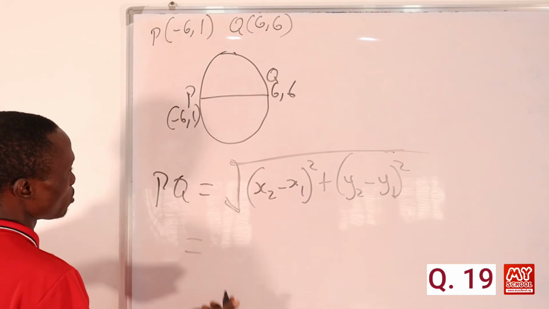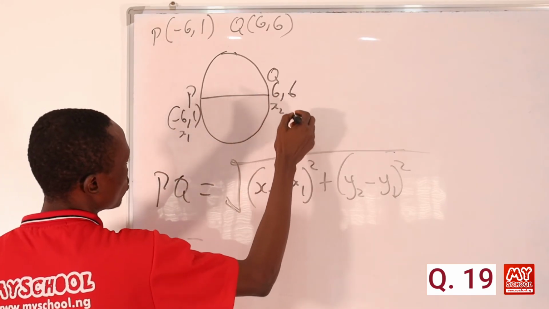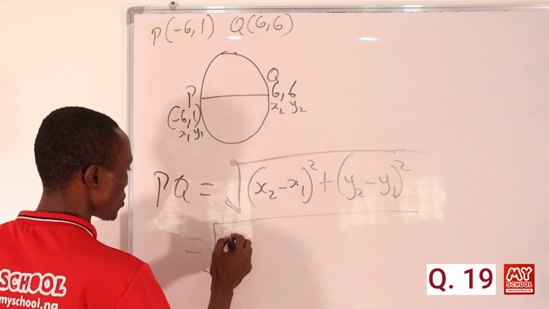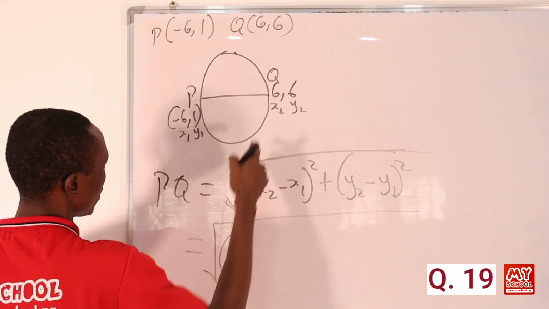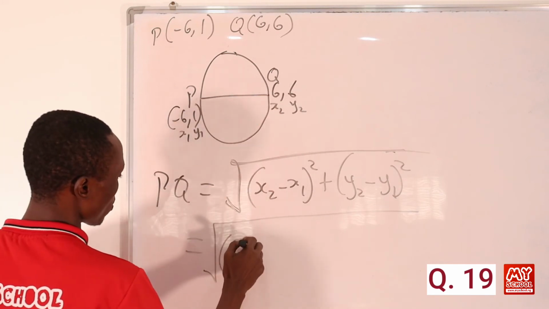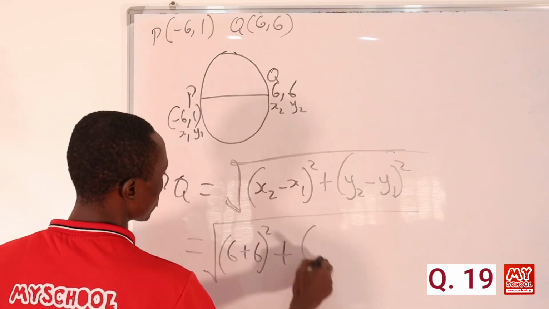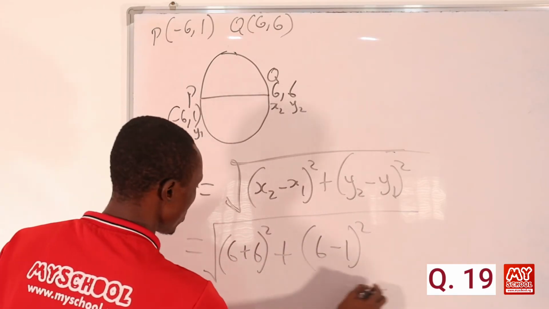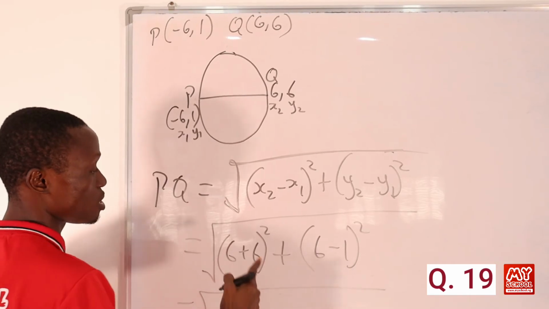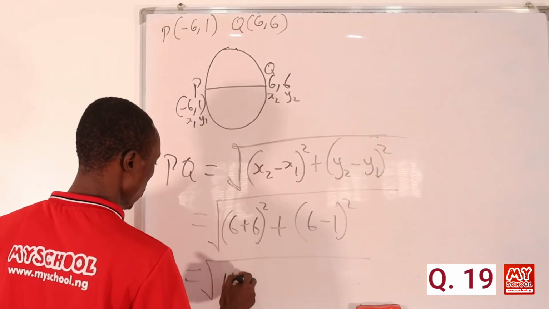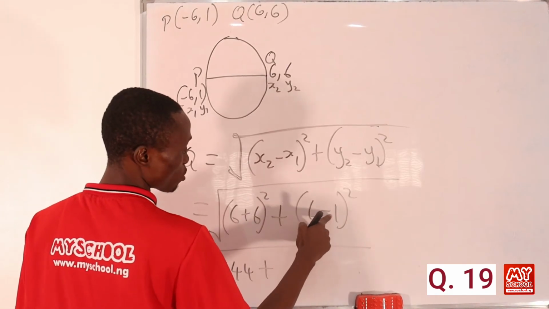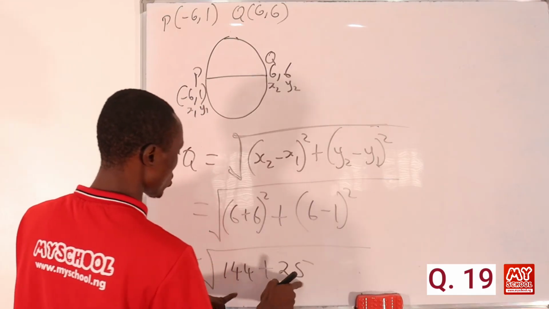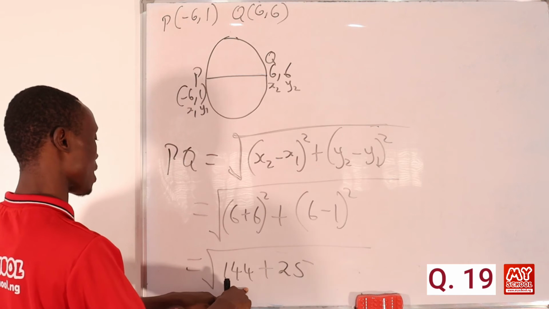So let's just substitute our values. Remember, this is x1, this is x2, this is y2, and this is y1. So let's put in our values. I'll have 6, then minus -6 is going to give us plus, so plus 6, all squared, then plus for y we have 6 minus -1, all squared. So here, of course, 6 plus 6 is 12, and 12 raised to power 2 is 144, then plus 6 plus 1, that is 7... no, 6 minus 1 is 5, and 5 raised to power 2 is 25. If we sum this up together, we'll have 169.